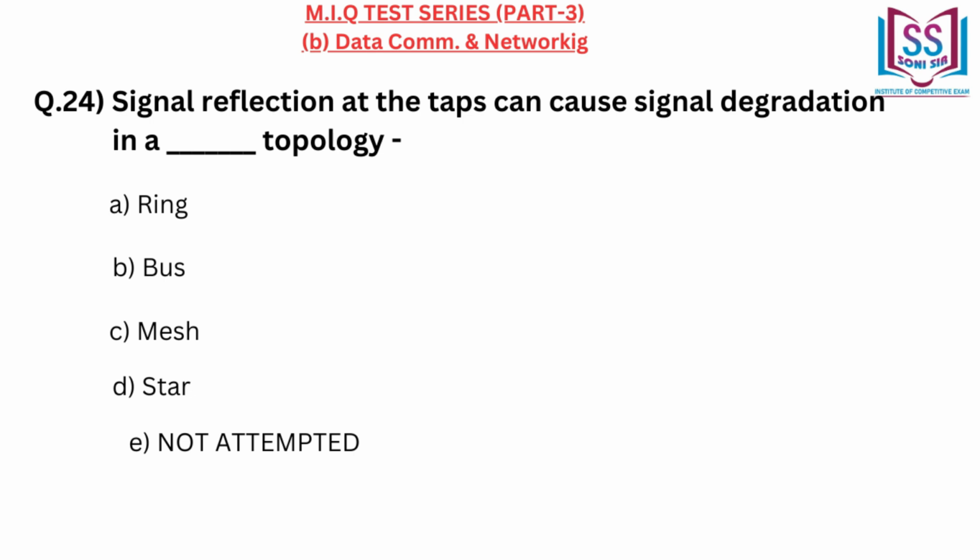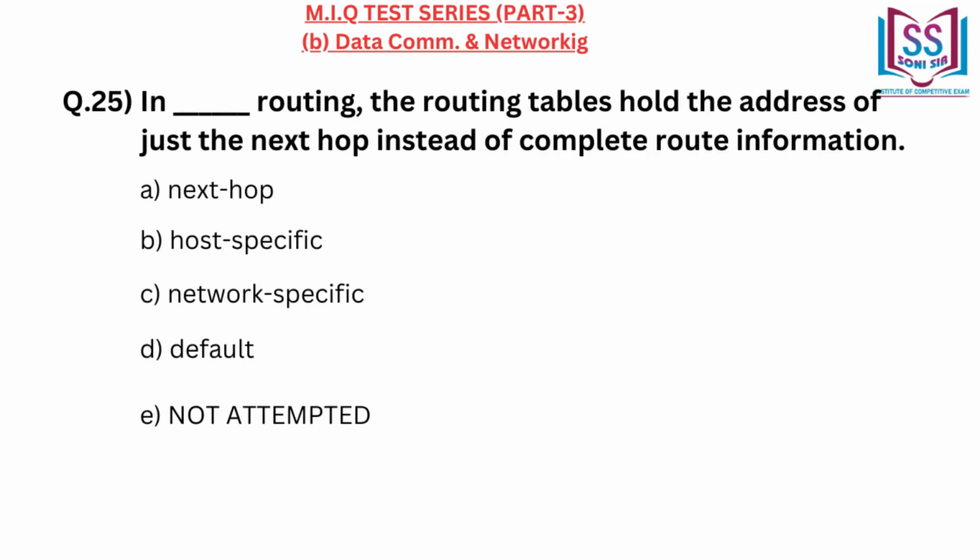Signal reflection at the taps can cause signal degradation in a dash topology. A. Ring, B. Bus, C. Mesh, D. Star. In dash routing, the routing tables hold the address of just the next hop instead of complete route information. A. Next hop, B. Host specific, C. Network specific, D. Default.